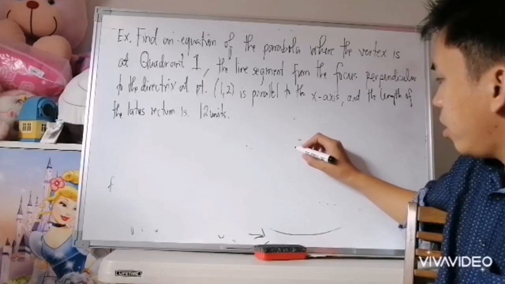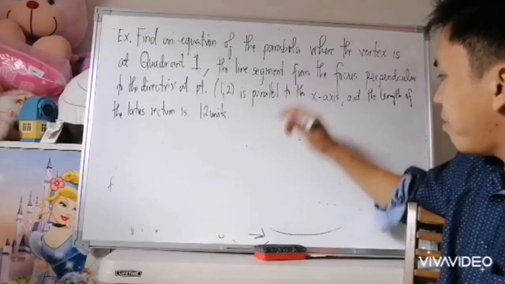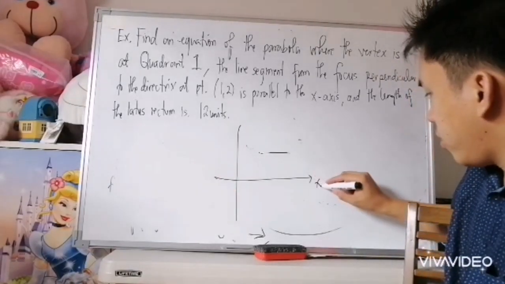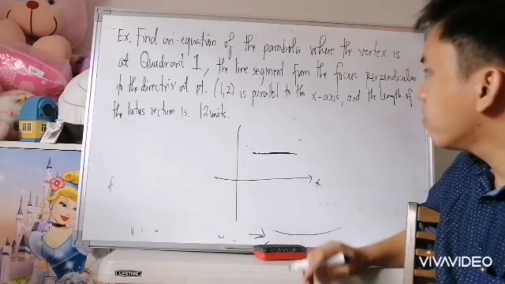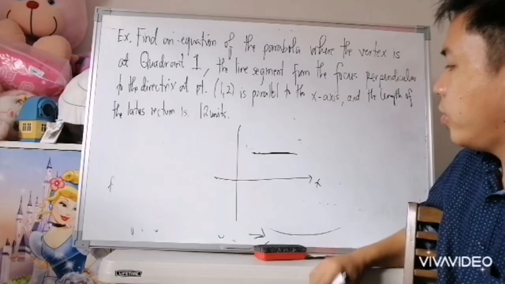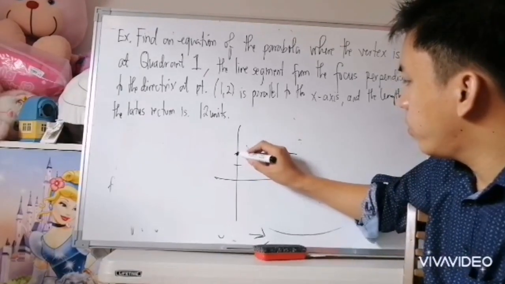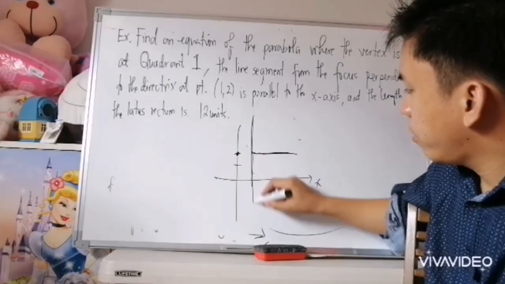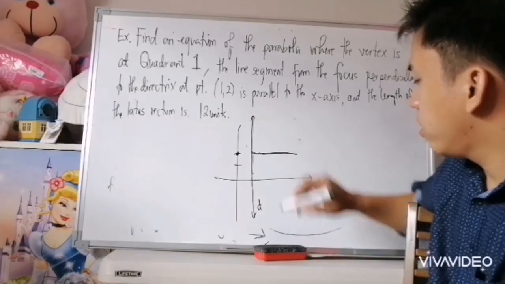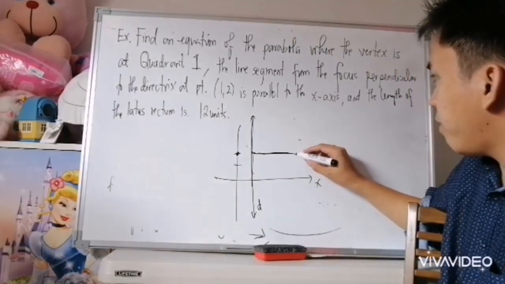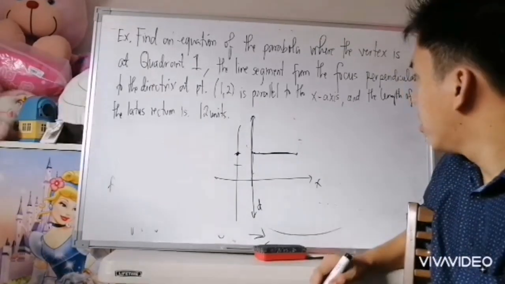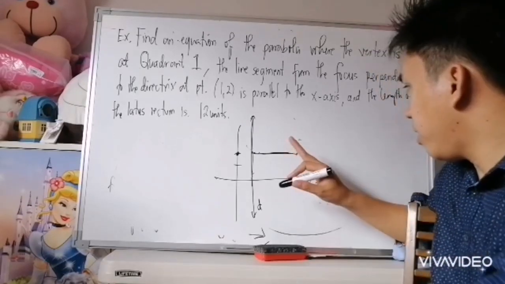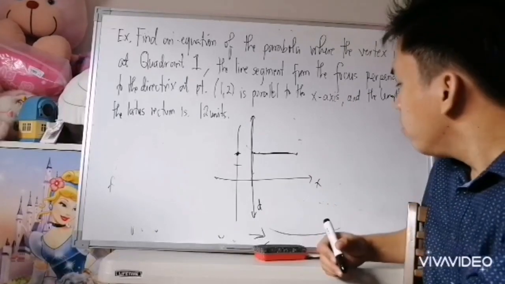If you have the focus here, you have the line segment. Let's say the line segment is parallel to the x-axis. So this is your x-axis here, and you have a parallel line segment. Where is your (1, 2)? Somewhere here is your (1, 2). So this is where your directrix is, and the tip of this is the focus. This simply tells us that this parabola opens to the right.